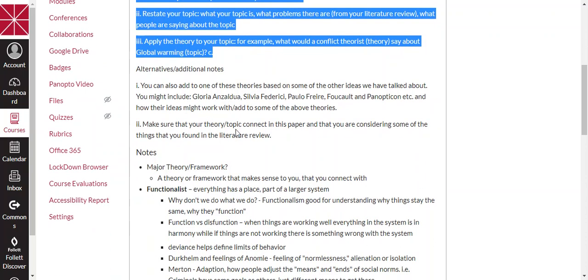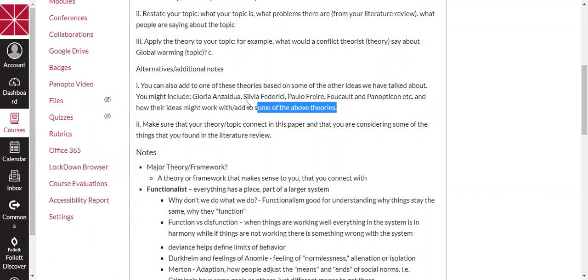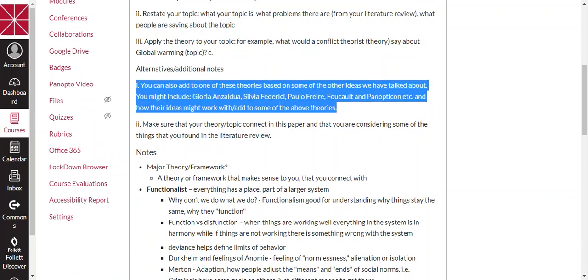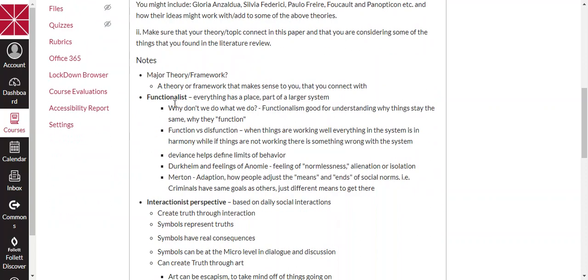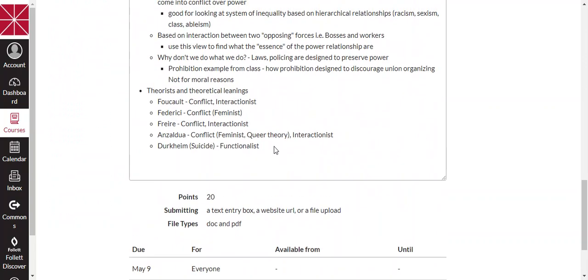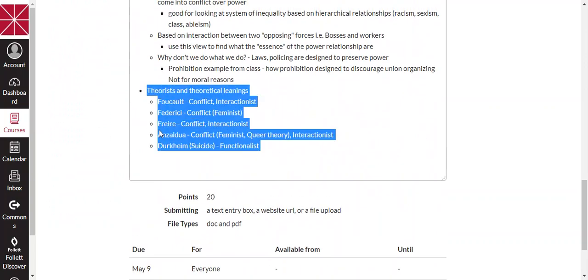Additional notes: you could also add on some of the theories based on some of the other ideas we've talked about. You might include Gloria Anzaldúa, Silvia Federici, Paulo Freire, Michel Foucault, and the Panopticon, and how these ideas might work with some of the theories. I'm going to scroll down here real quick just to show you something. This last part, I have suggestions on how you might use these.